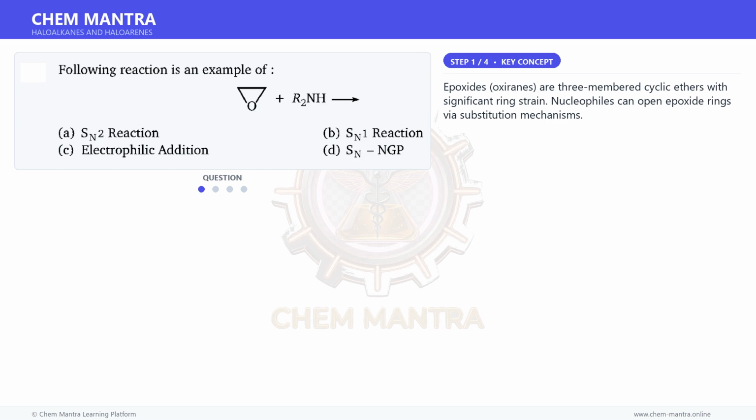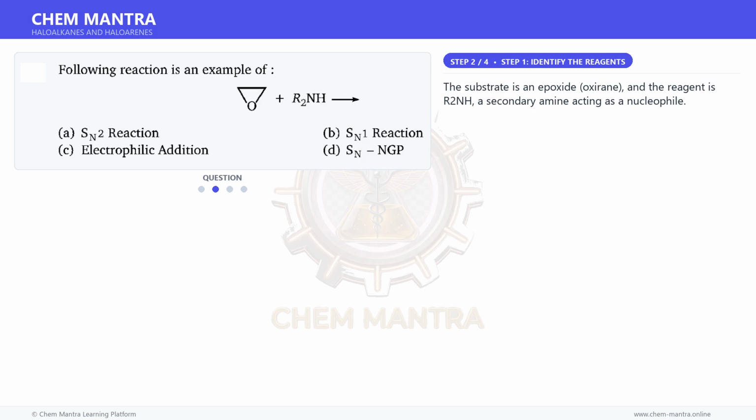Epoxides, oxiranes, are three-membered cyclic ethers with significant ring strain. Nucleophiles can open epoxide rings via substitution mechanisms. Moving on to the next step. The substrate is an epoxide, oxirane, and the reagent is R2NH, a secondary amine acting as a nucleophile.